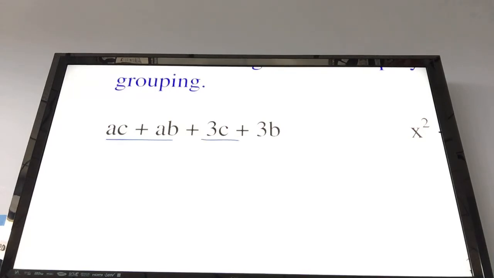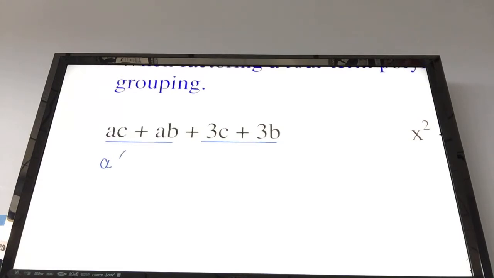Second 2 terms, grouping them. You look for a common factor from the first 2 terms. So in this particular question, A is common to both the first and second term. When I divide A into AC, I'm left with C. My sign comes down. A divided into AB leaves me B. Whatever this sign is, that's the sign that comes down, so plus.